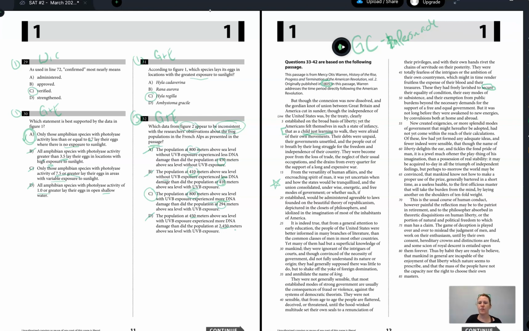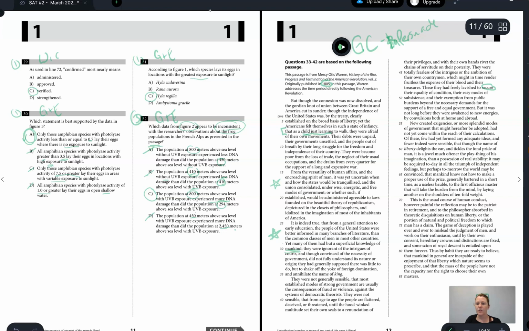It is indeed true that from a general attention to early education, the people of the United States were better informed in many branches of literature than the common classes of men in most other countries. So I think this is going to answer that piece about contrasting Americans' knowledge of different areas of study with something. So I think this yet is going to introduce what it's contrasting with. So we see that they're better informed in branches of literature than the common classes of men in most other countries. So we're well educated, but this yet, many of them had but a superficial knowledge of mankind. So that's where we're lacking.